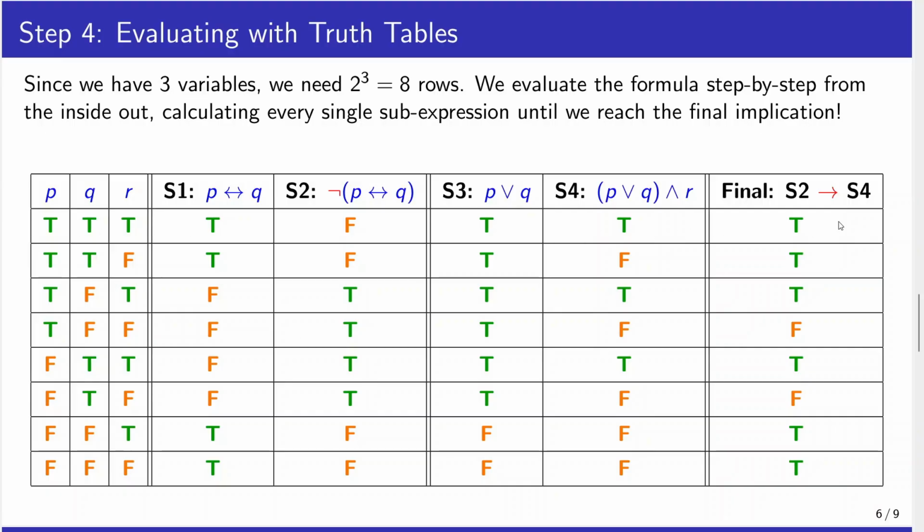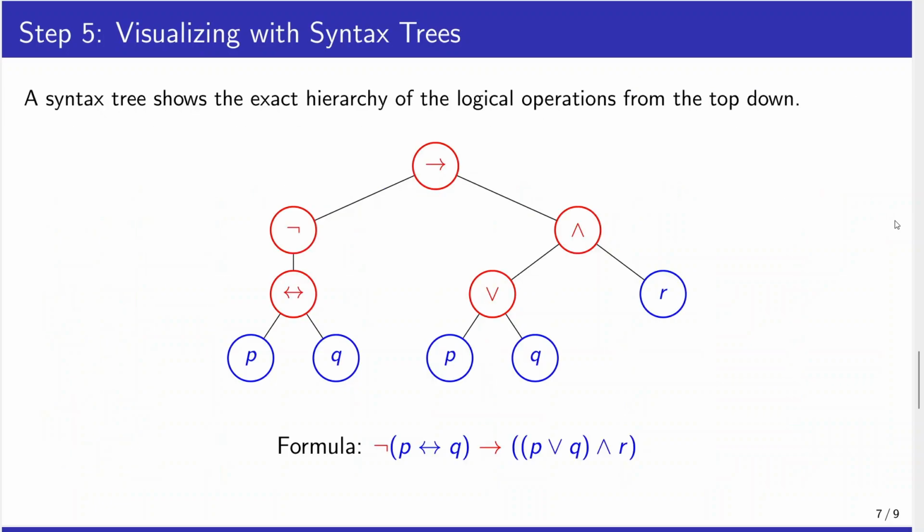Truth tables are fantastic, but they can be a bit flat. Sometimes it helps to literally see the shape of our logic. We can do this using syntax trees. A syntax tree shows us the exact hierarchy of our logical operations, flowing from the top down.